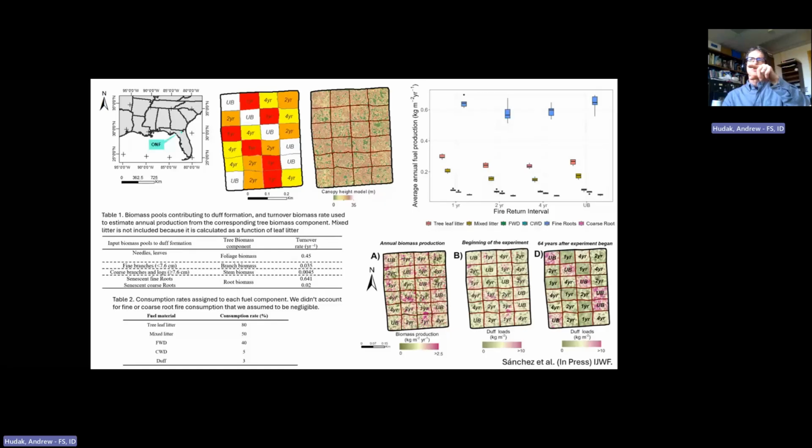And you can see how much more duff there is in the unburned units. So the model is capturing that continual accumulation and decomposition of litter material into the duff, and we get much higher duff loads there. But it's also higher in the 4-year rotation than the 2-year rotation, and lowest in the 1-year rotation. So modeling by this indirect approach is working to capture the dynamics in the different fire return intervals.